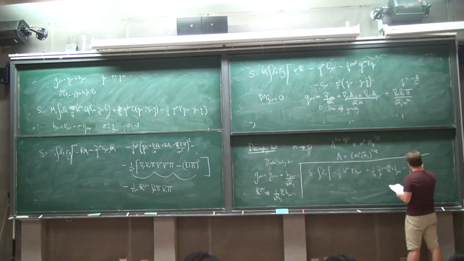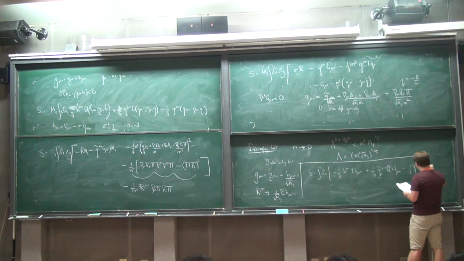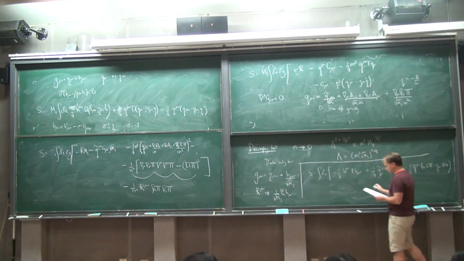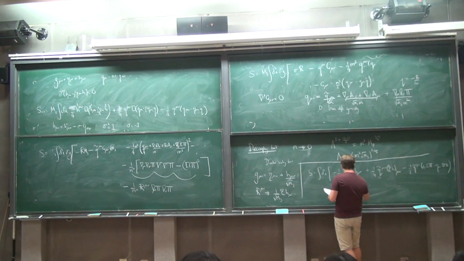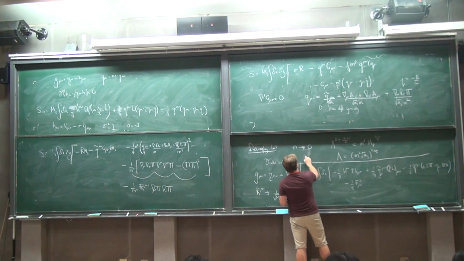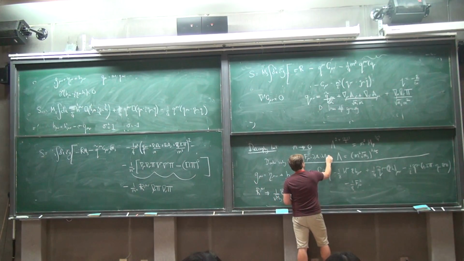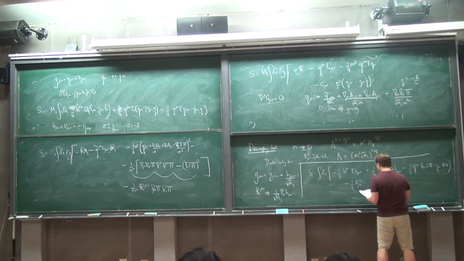Q tilde coupling to pi, and then you have a helicity-1 mode which comes in with a Maxwell type term. I just write it as F mu nu, where F mu nu is the normal thing, F mu nu is d mu A nu minus d nu A mu. So that's the spin 1 kinetic term.